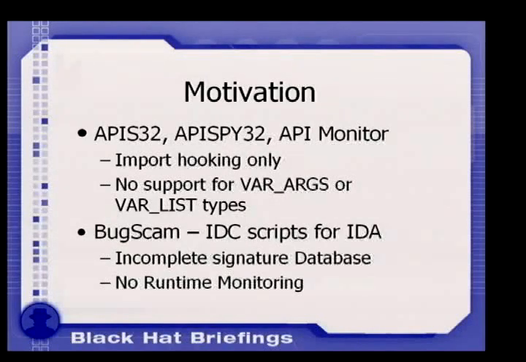So what these tools at the top do, like API Spy 32 and API Monitor, is that they actually hook API calls like string copy, sprintf, wsprintf, all the functions that we find are vulnerable that lead to these exploits that are being released. Bug Scam is a set of IDC scripts for IDA which attempts to do the inline hooking but doesn't do anything for you at runtime.